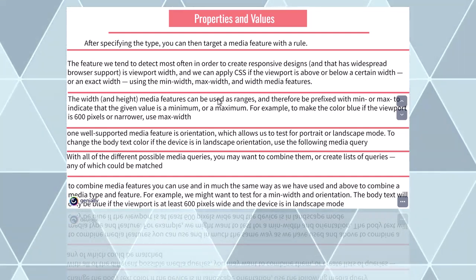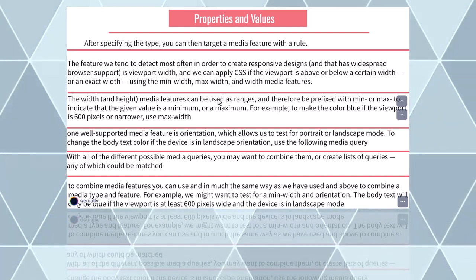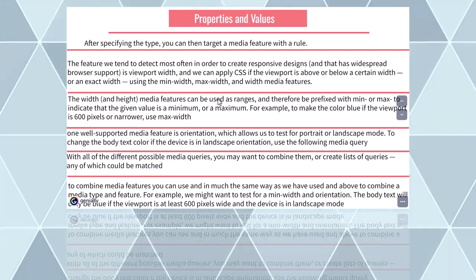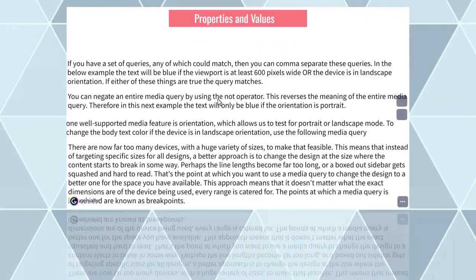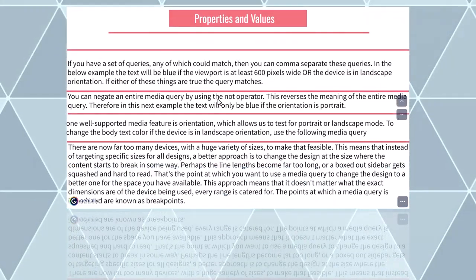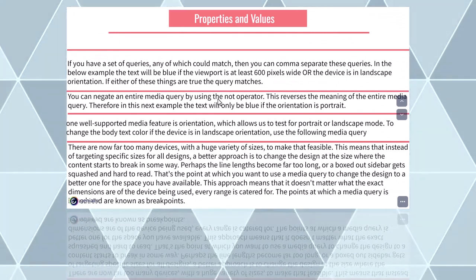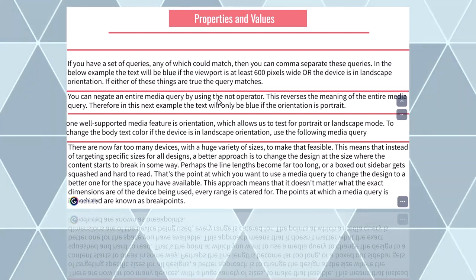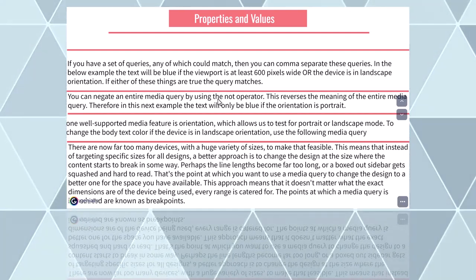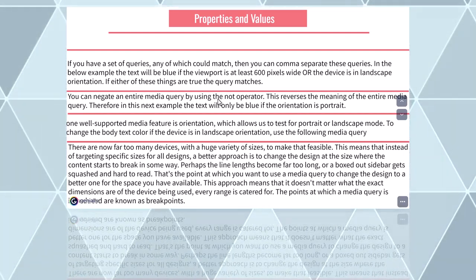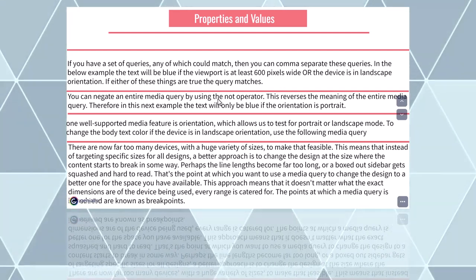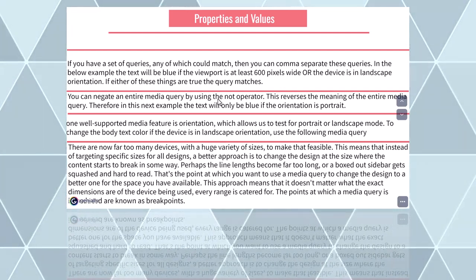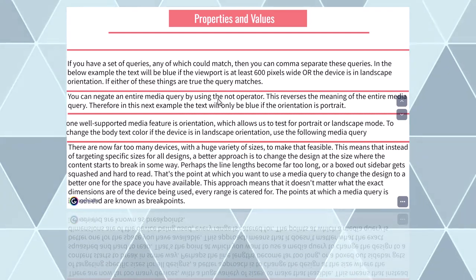So, if you have a set of queries, any of which could match, then you can comma separate these queries. In the below example, the text will be blue if the viewport is at least 600 pixels wide or the device is in landscape orientation. If either of these things are true, the query matches.